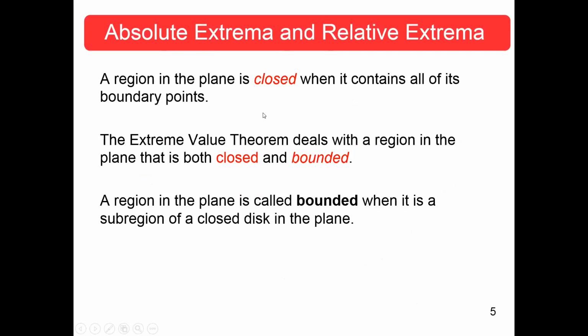And over here, let's refer back to what we mentioned before. A region is closed when it contains all of its boundary points. We need to understand this because later on, when you're looking for extrema, you need to pay attention to the corresponding domain, whether it's closed or open. The extreme value theorem deals with a region in the plane that is both closed and bounded.